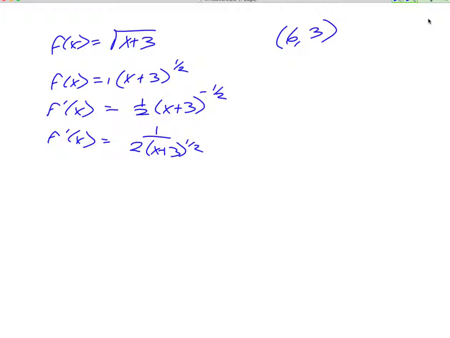All right, so now I'm ready for my slope. So what do I do to get my slope? I plug 6 in. So 1 over 2, (6 plus 3) to the 1/2. So 6 plus 3 is 9. The square root of 9 is 3. 3 times 2 gives me 6.